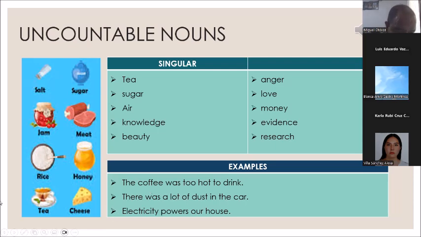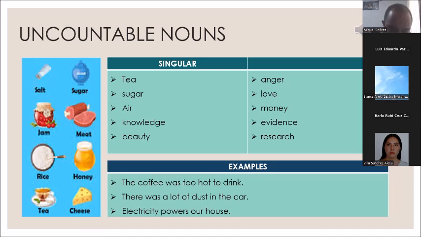Even though uncountable nouns are not individual objects, they are always singular and one must always use singular verbs. They usually do not have a plural form. The following uncountable noun examples will help you to gain even more understanding of them.